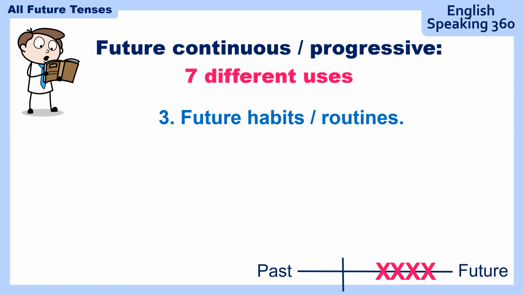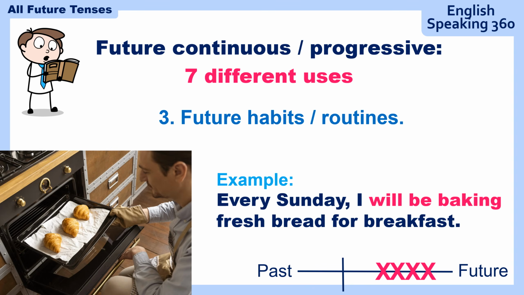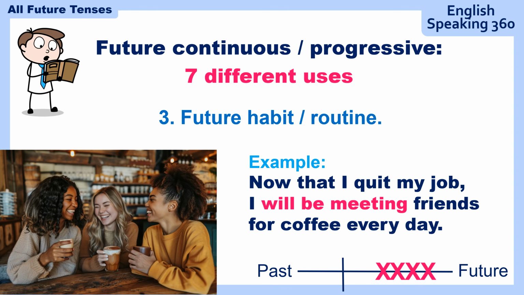Number 3, future habits or routines. Now you can see from the graph, it's multiple events in the future. It's a habit or it's a routine in the future. For example, every Sunday I will be baking fresh bread for breakfast. So that's kind of a promise also, but into the future. I'm not doing it right now, but I will be starting maybe next month. Every Sunday I will be baking fresh bread for breakfast.